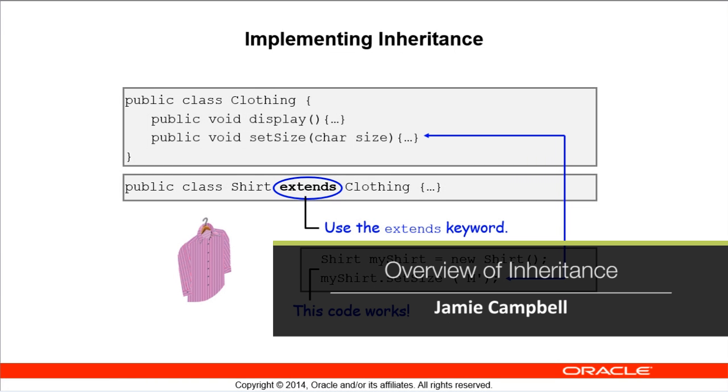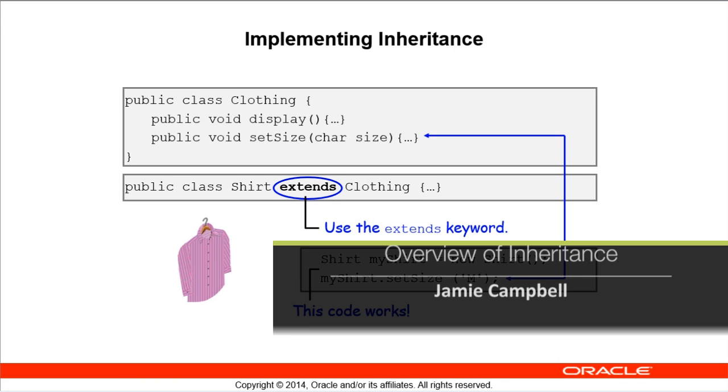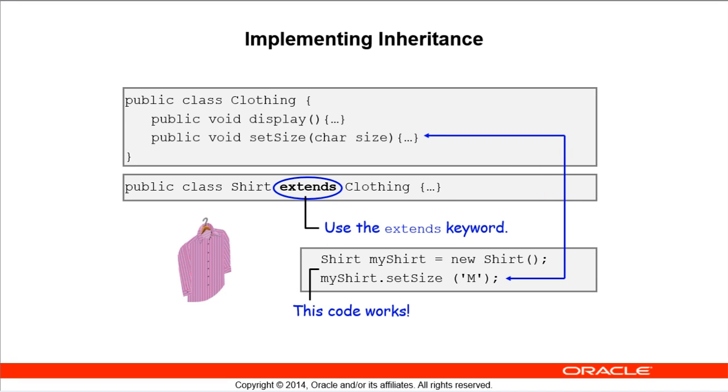In this video, I'll provide an overview of inheritance. In this code example, an inheritance relationship between the shirt class and its parent, the clothing class, is defined. The keyword extends, circled in blue, creates the inheritance relationship. As a result, shirt objects share the display and setSize methods of the clothing class. Although these methods aren't actually written in the shirt class, they may be used by all shirt objects.